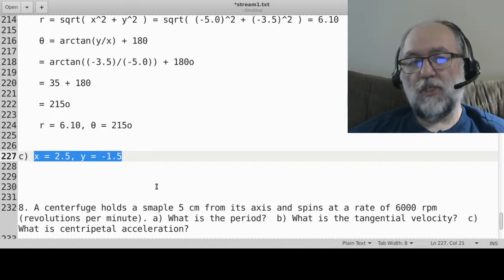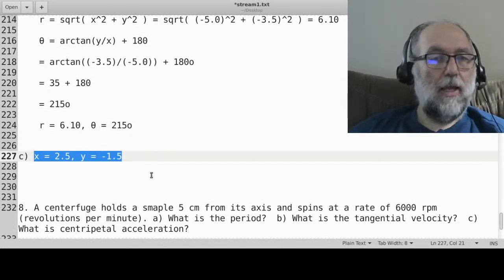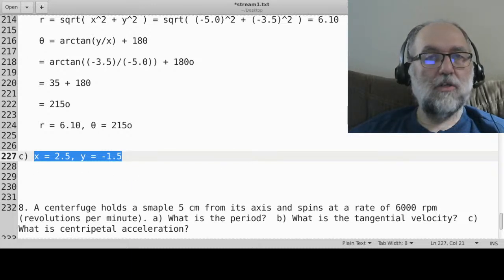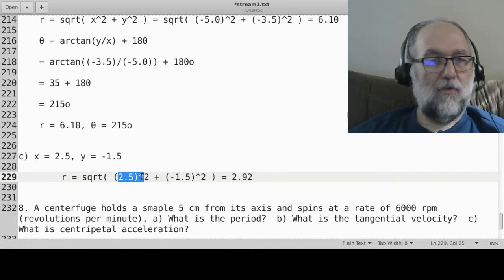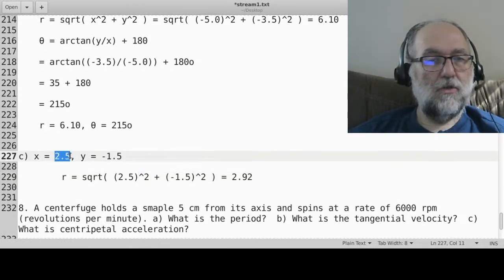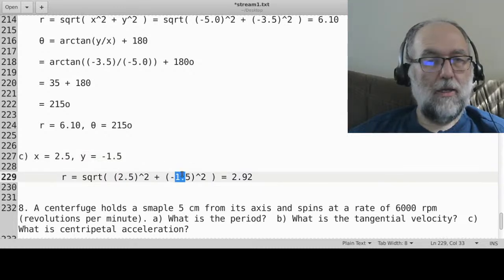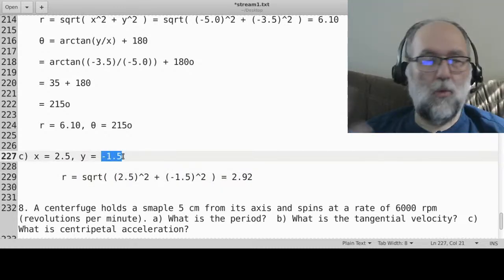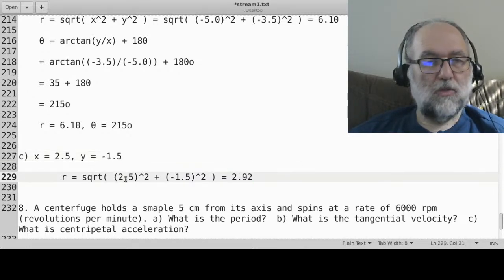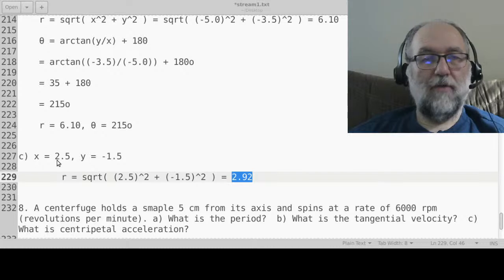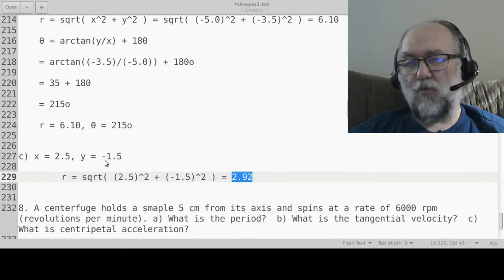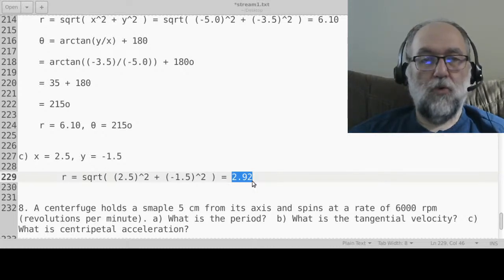Last one, another Cartesian to polar. Let's do r first. r is easier because you just substitute in for x and y, and there's no worrying about what quadrant you're in. When you do the square root of x squared plus y squared, you're going to get 2.92 for this one. So x is 2.5, y is negative 1.5, and your r is going to be 2.92.